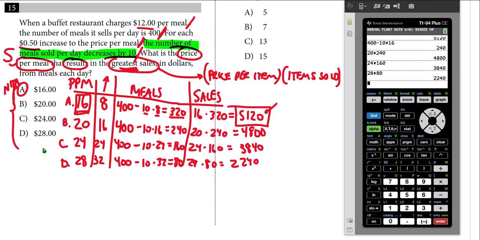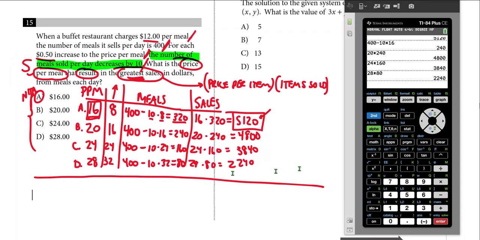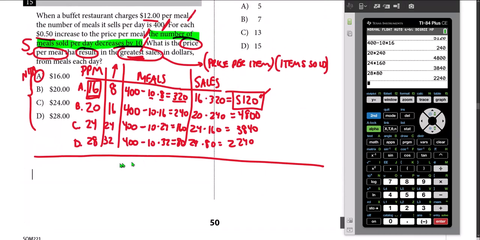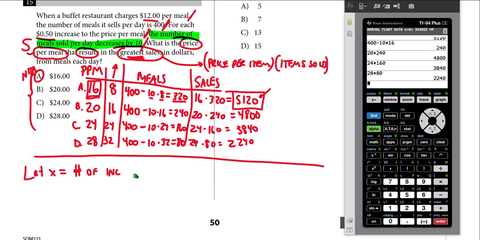Now, the second method, which is going to involve some more conventional strategies and techniques, will be to derive the revenue function or the sales function. And the way that we're going to do that, so I'm going to draw a big line here to separate my work. I'm going to zoom out a little bit to give myself some more room. The way that we would do that is we're going to first let X equal the number of increases in the price per meal.